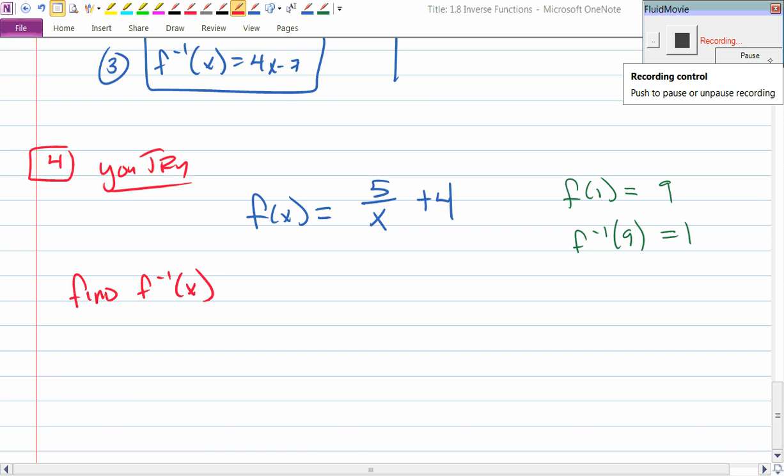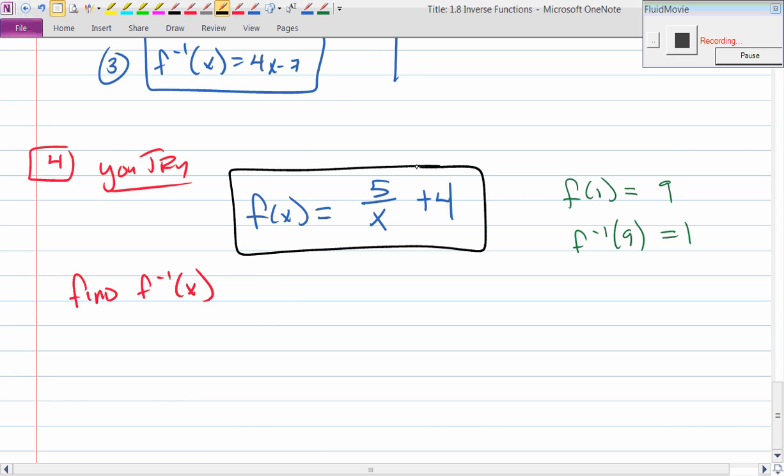All right, so here we need some help. Here's the deal. Here's our function, and we want to figure out what the inverse function is, and we're going to use the steps to do it. Then our little test point is this: f of 1 is equal to 9, so whatever function we come up with for our inverse, f inverse of 9 should give us back a 1.